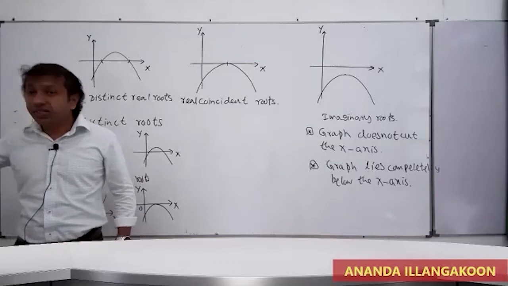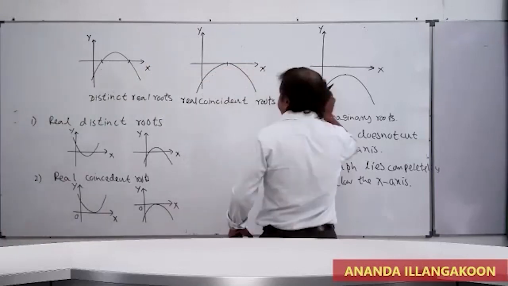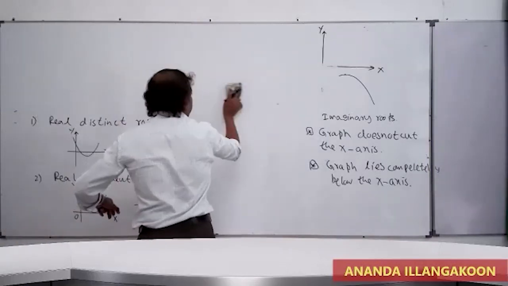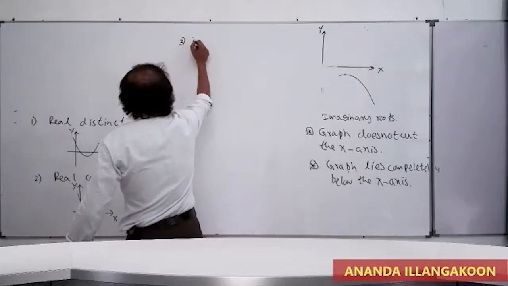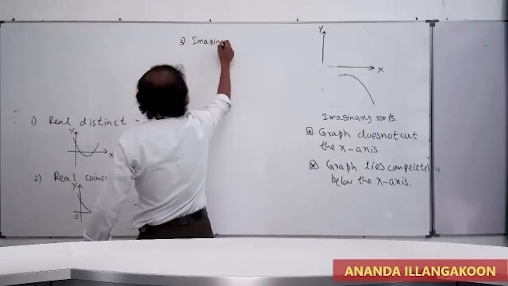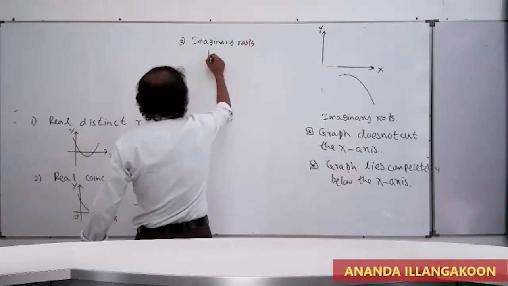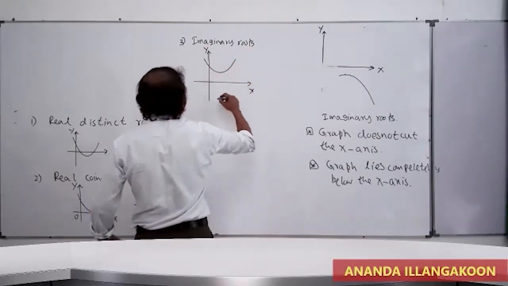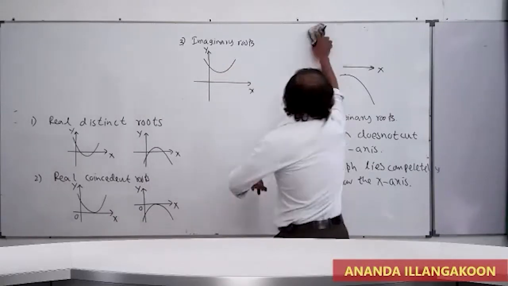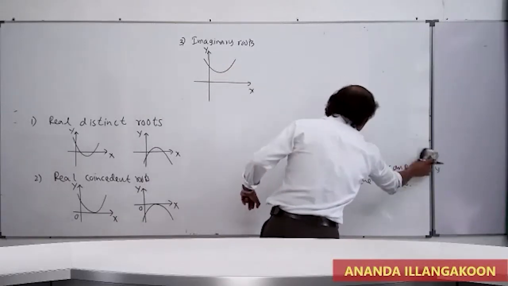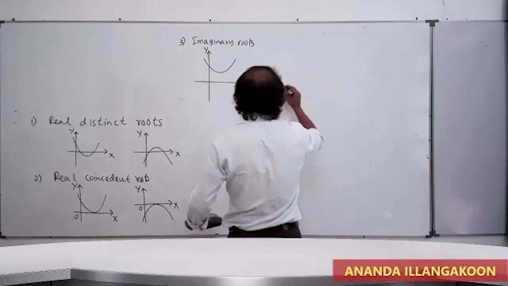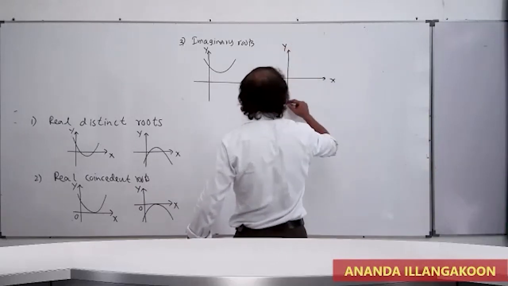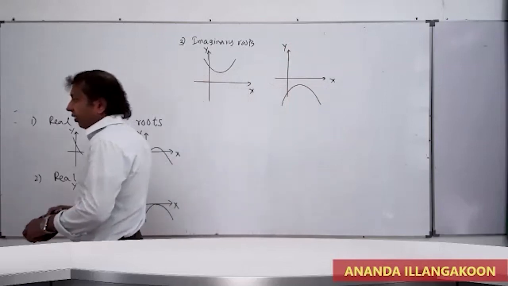Next one, people, the third one is imaginary roots. Then if the graph is a minimum graph, it lies above the x-axis. If the graph is a maximum graph, it lies completely below the x-axis, like this. These are the ways of existing roots for a quadratic graph.